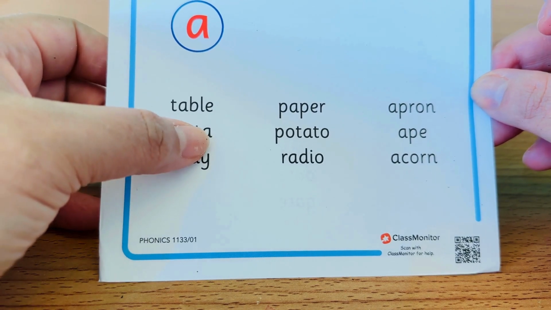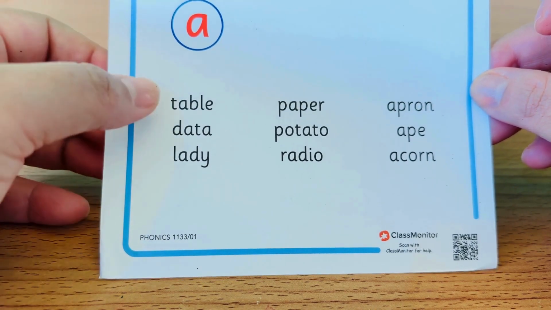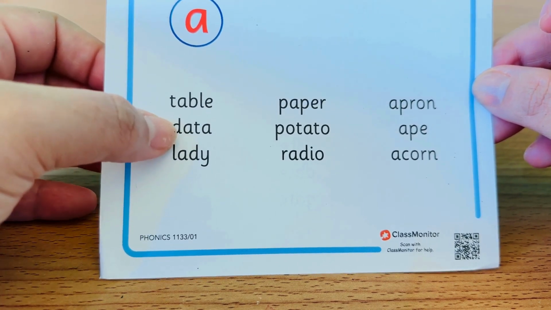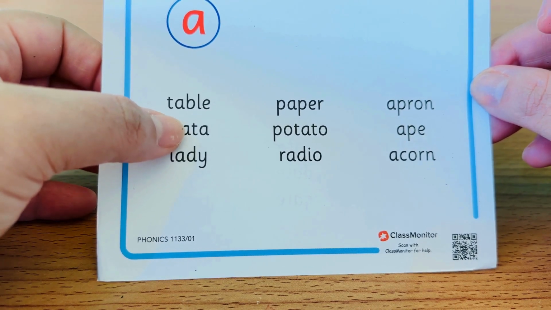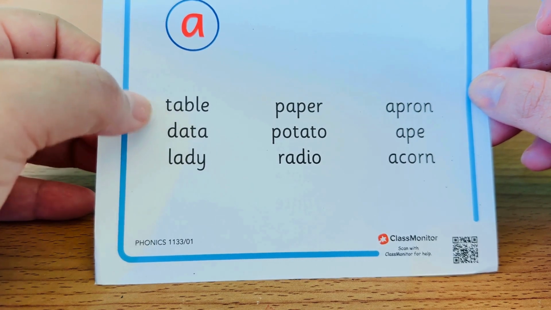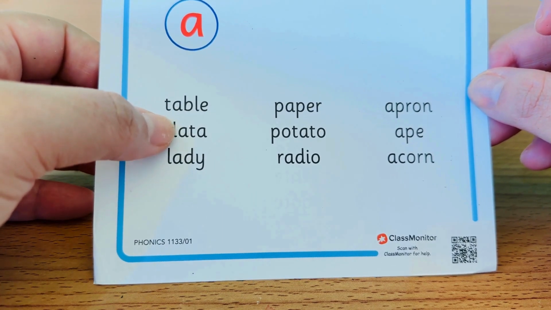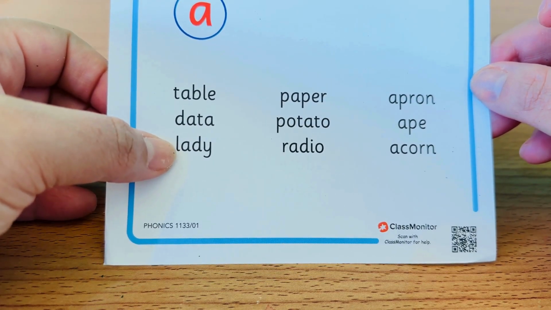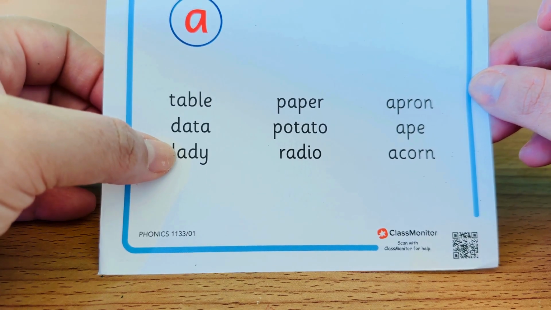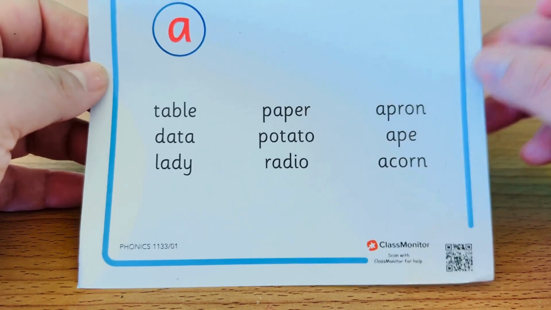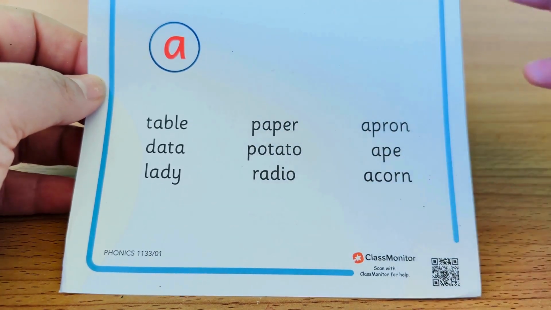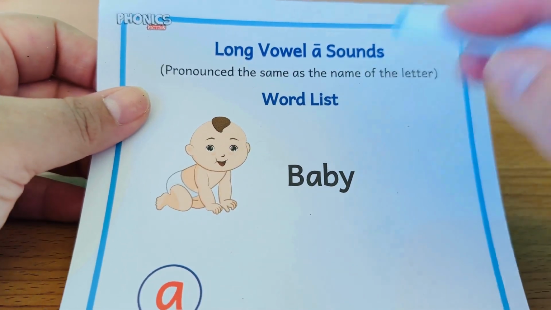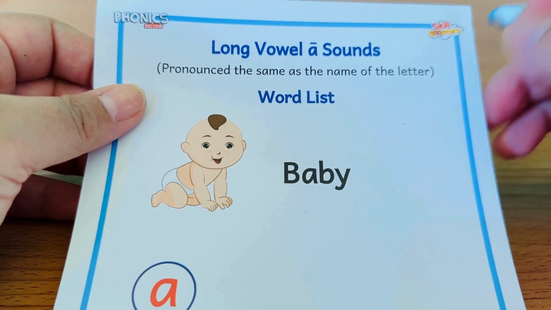The ending sound of the letter A is a short vowel, but the beginning or the middle sound of the letter A is a long vowel. Data, data. Lady, lady. Paper. So these are all the examples of our long vowel A sound.